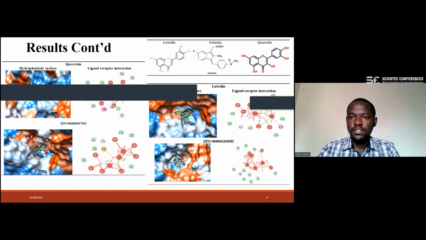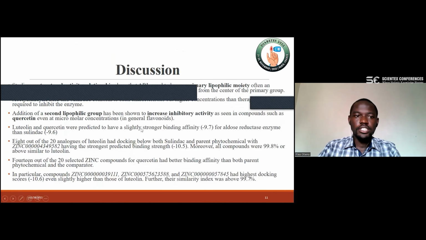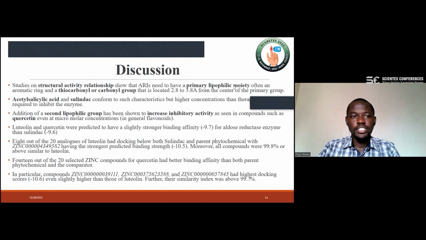So generally, you need to have a primary lipophilic moiety, often an aromatic ring, and a thiocarbonyl or carbonyl group that is located at 2.8 to 3.8 angstroms from the center of the primary group. That is just what I've explained. And acetyl salicylic acid and sulindac usually conform to such requirements.